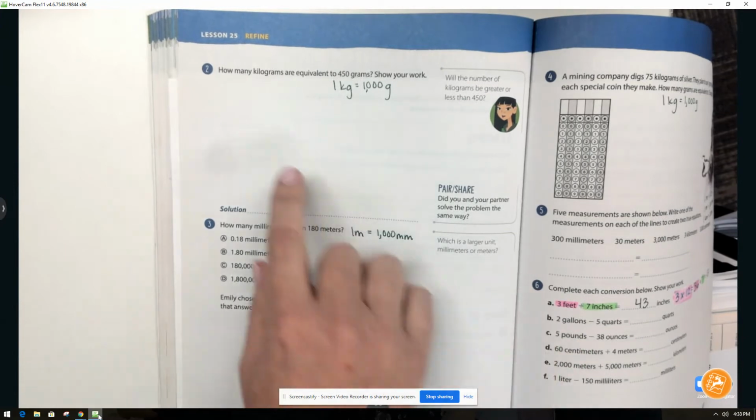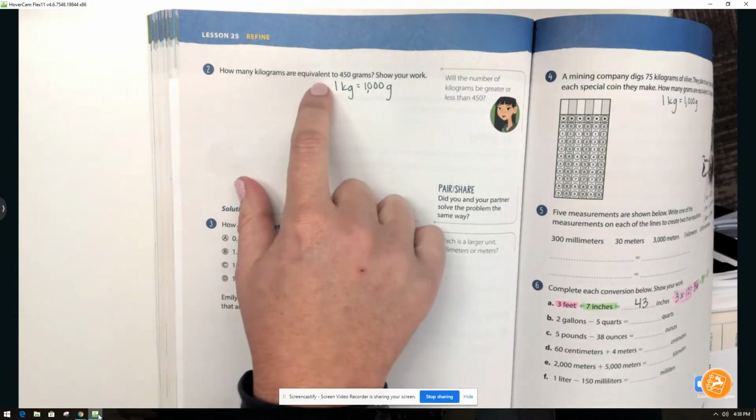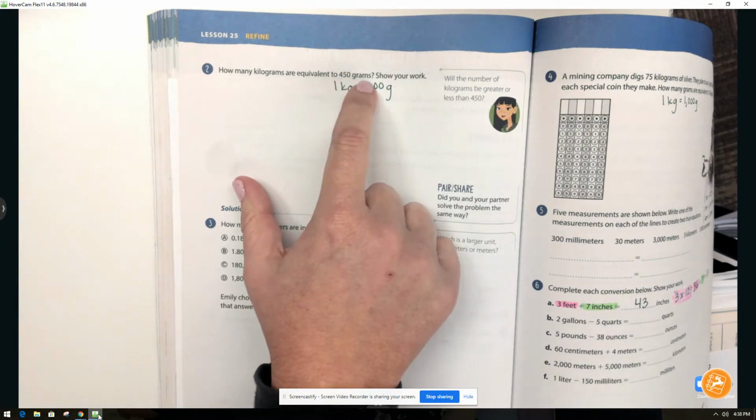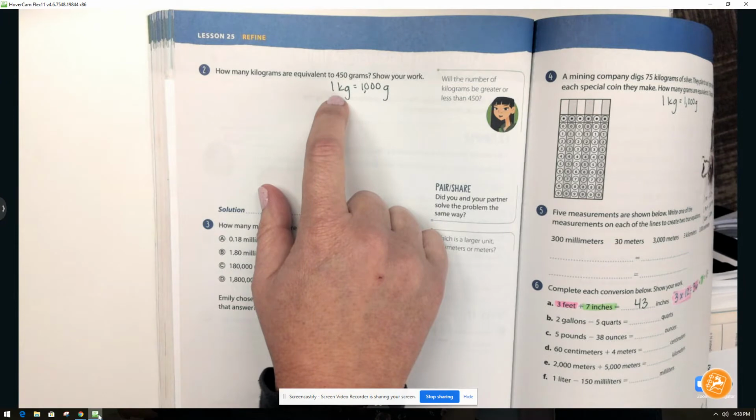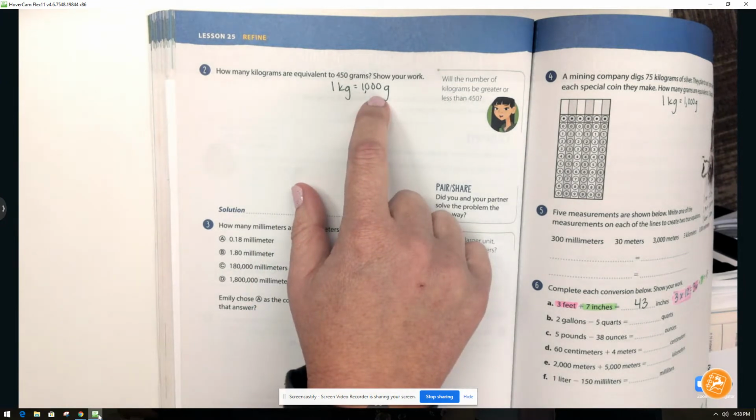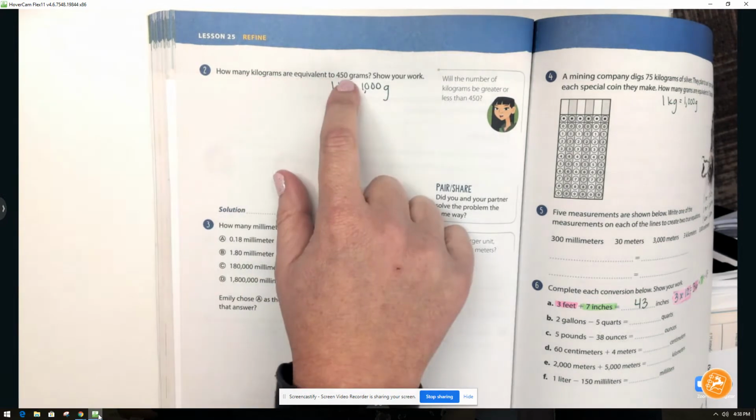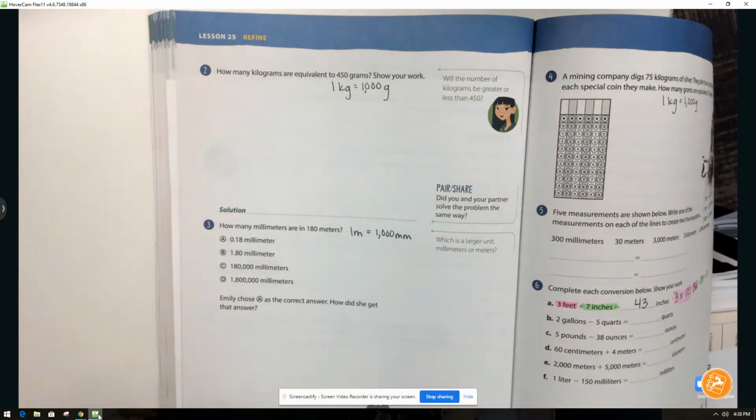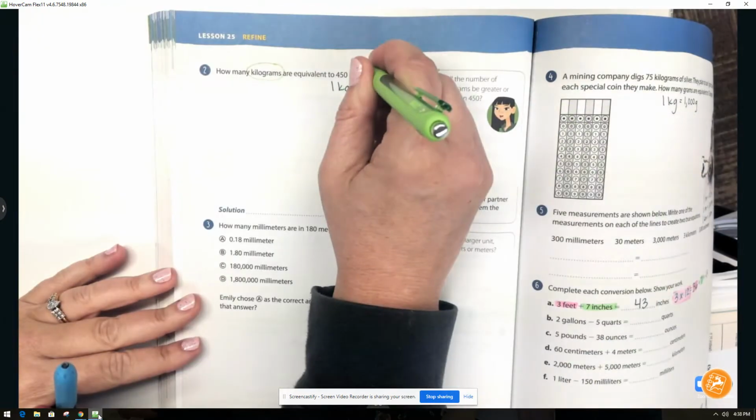Number 2, how many kilograms are equivalent to 450 grams? Show your work. So we know that 1 kilogram is equal to 1,000 grams. So if we want to know how many kilograms are equivalent to 450 grams, we need to go ahead and do some converting. We know we want to turn it into kilograms, and we know that we have 450 grams.